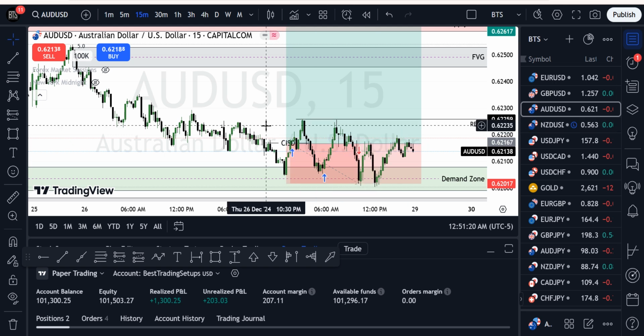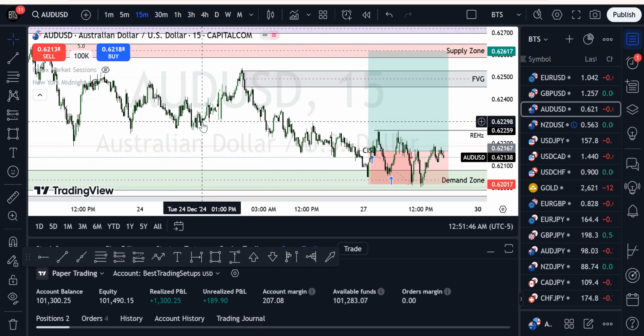I think one of the things we should note is change in state of delivery kind of happens before a market structure shift. So most of you guys will be like, oh, is it not better to pick your trades from market structure shift? Yes, you can pick your trades from market structure shift, but a change in state of delivery will give you quicker entries before a full market structure shift happens.